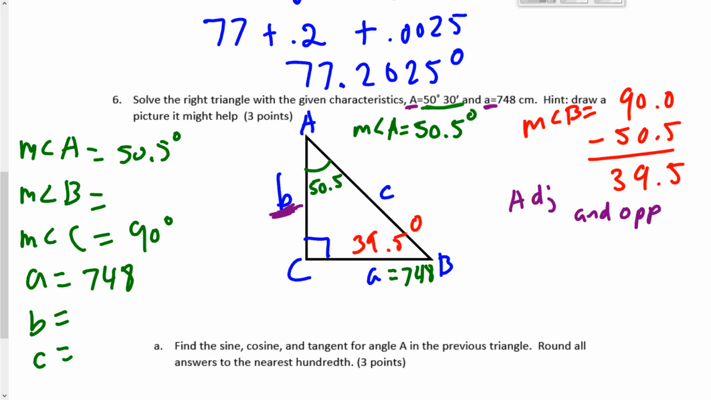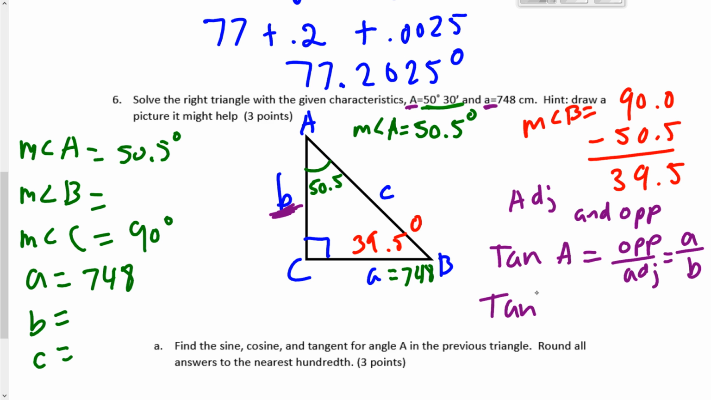What trig function deals with that? Adjacent and opposite, that would be tangent, right? Because tangent of angle A specifically is opposite over adjacent. And our opposite is A, and our adjacent is B. And we know our angle A is 50.5, and we know our opposite is 748 over B.